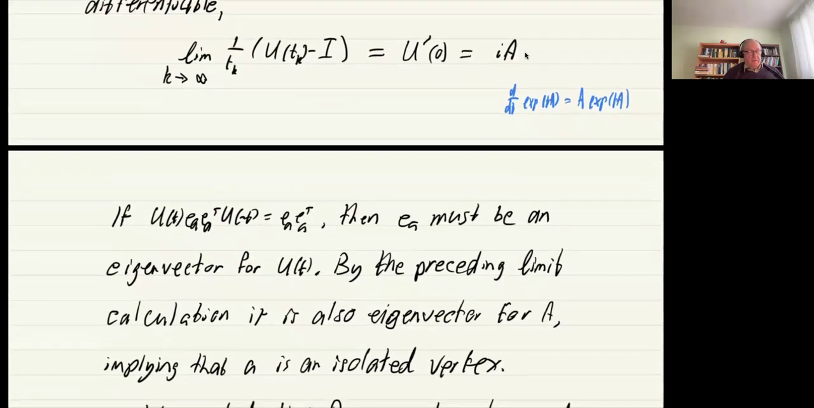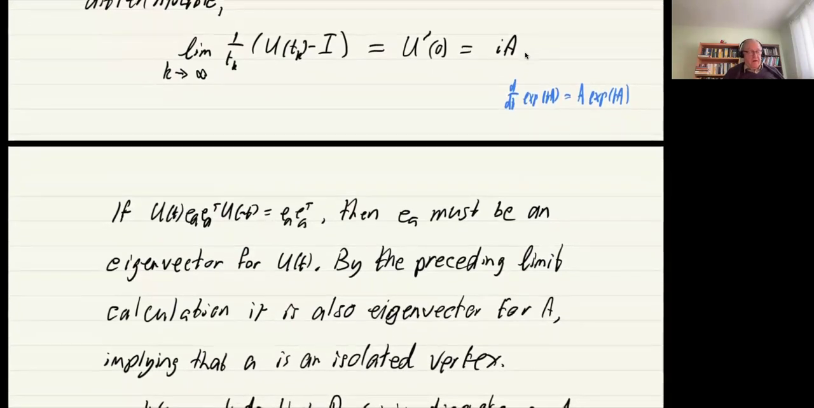Now, assuming that t is a period, the point is that this tells me U of t is commuting with this projection. This is a projection, okay? And by one argument that will do, that then implies that the space spanned by E sub A is invariant under U of t. In other words, E sub A is an eigenvector. So by one means or another, you prove this, okay? So E of A must be an eigenvector.